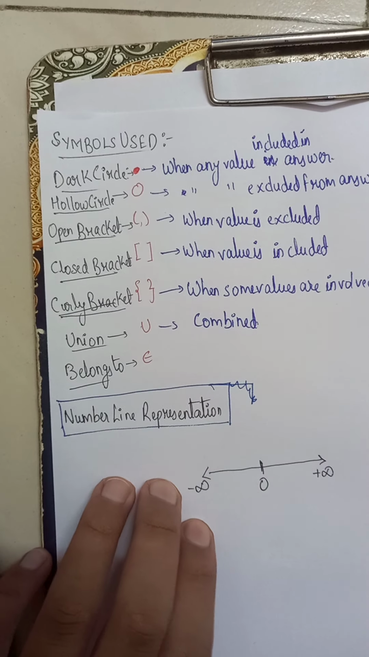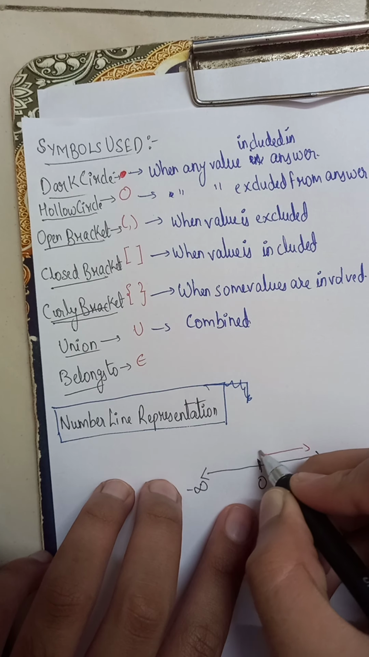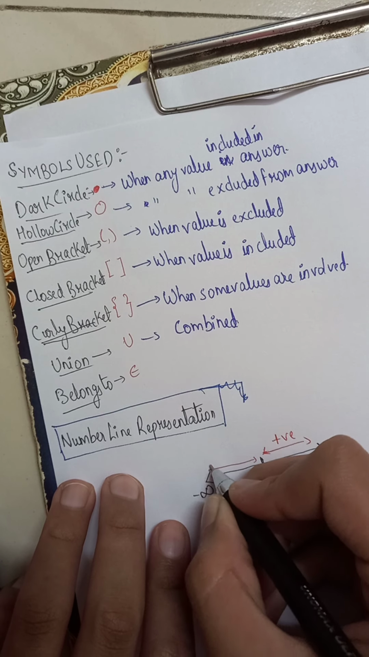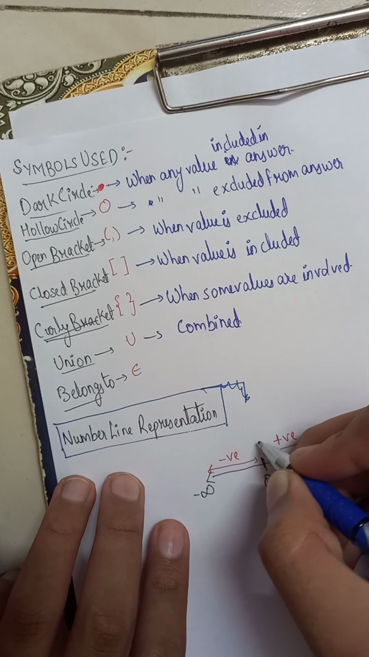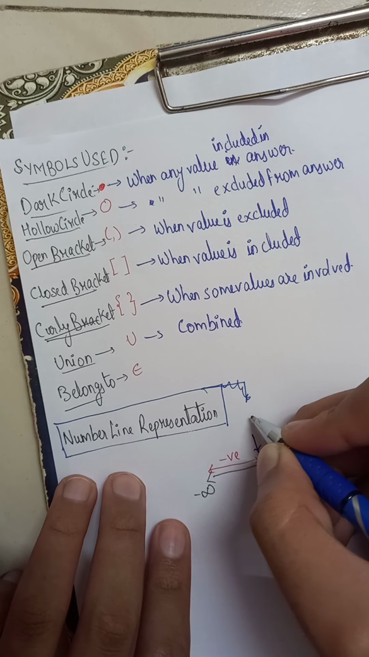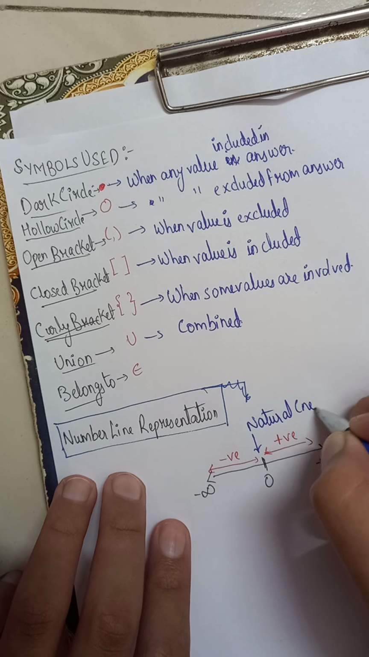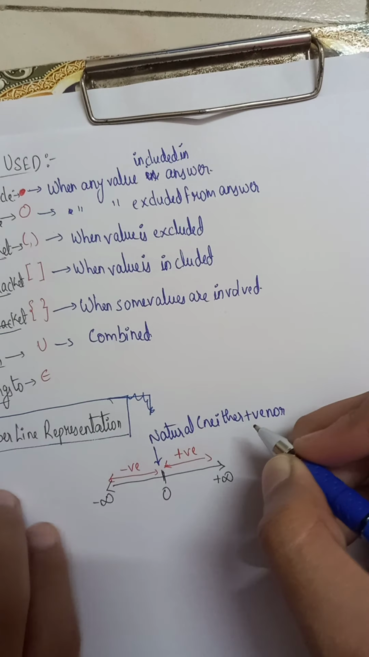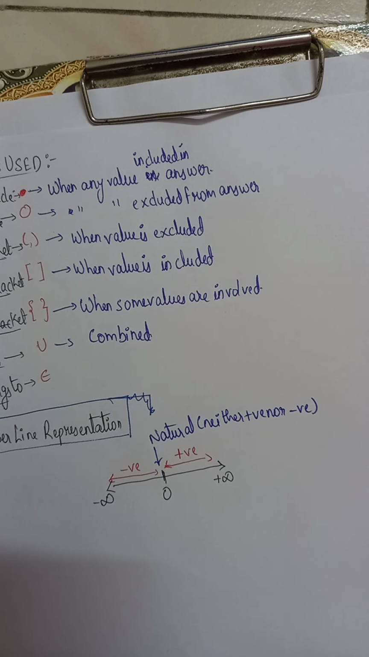On the right hand side of 0 come positive values, and on the left hand side of 0 are negative values. 0 is neutral. It's neither positive nor negative.